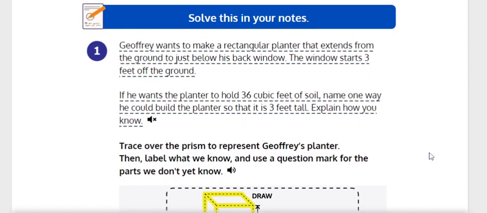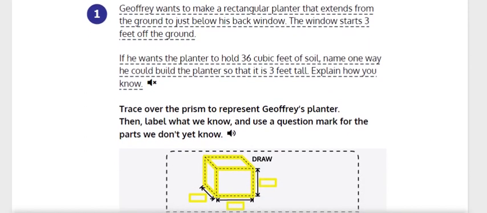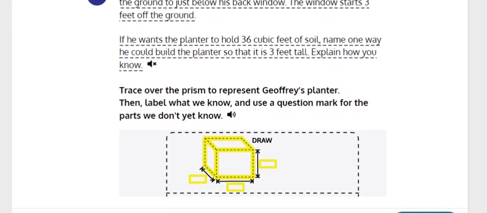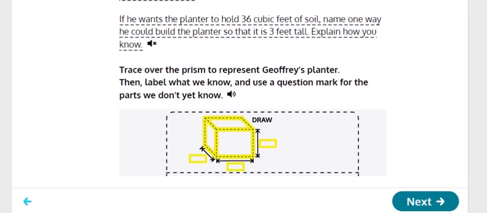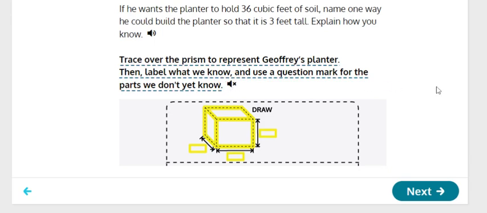Solve this in your notes. Jeffrey wants to make a rectangular planter that extends from the ground to just below his back window. The window starts 3 feet off the ground. If he wants the planter to hold 36 cubic feet of soil, name one way he could build the planter so that it is 3 feet tall. Explain how you know. Trace over the prism to represent Jeffrey's planter. Then, label what we know and use a question mark for the parts we don't yet know.